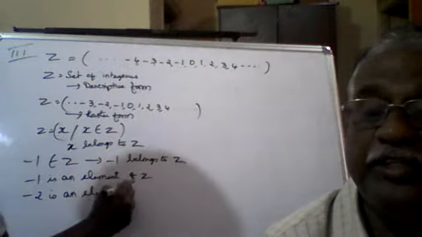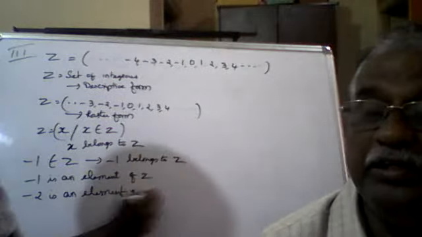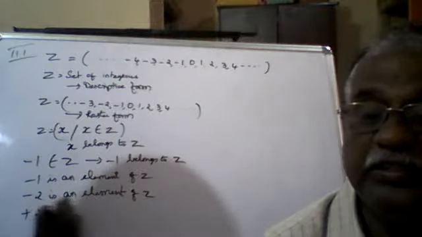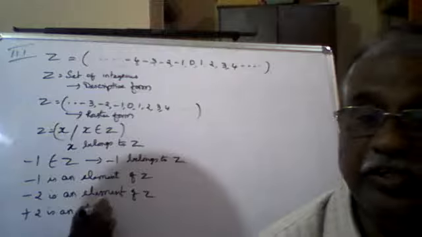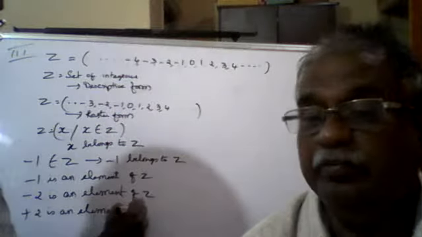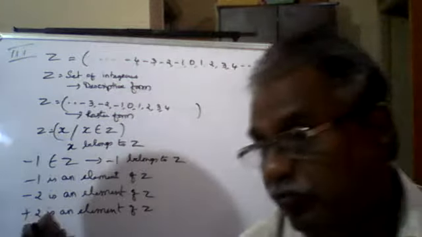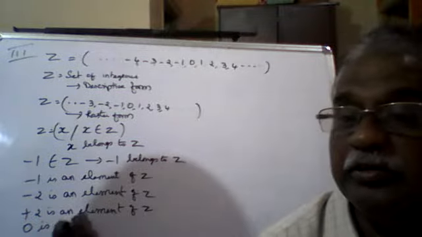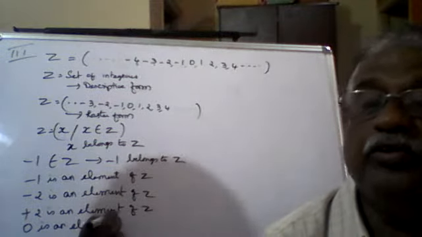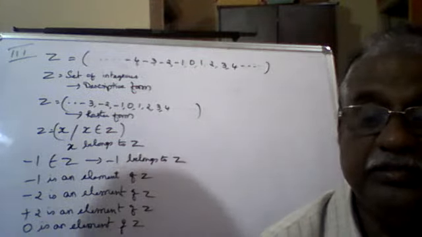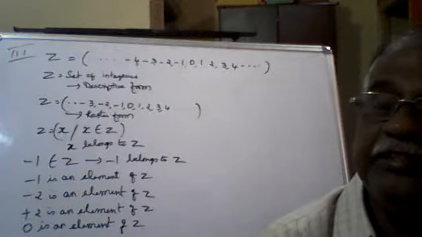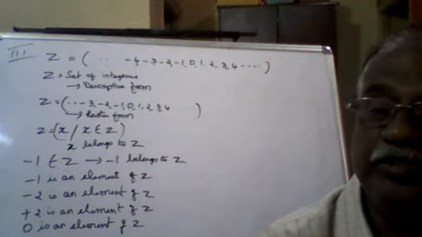Minus 2 belongs to Z. And down you write plus 2 is an element of Z. 0 is also an element of Z. So the first one was natural numbers. It starts from 1, 2, 3, 4 down. The second one is called whole numbers. And the third one is called integers. So integers is slightly bigger than natural numbers.